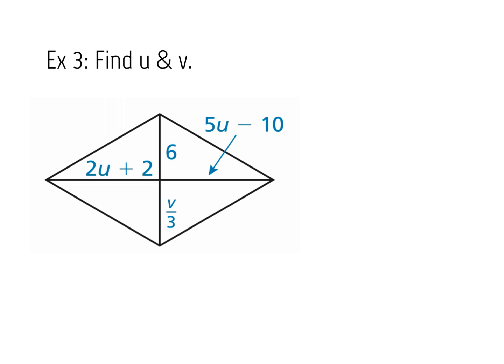All right. We're going to find u first. Doesn't matter which one on this one. But when we look at u, it's got 2u plus 2 here and 5u minus 10. Class, what did our theorem say that those two lines do with each other? They cut it in half. What do we call that? Bisect. They bisect. So I know that each of those sides, this side and this side, are congruent, right?